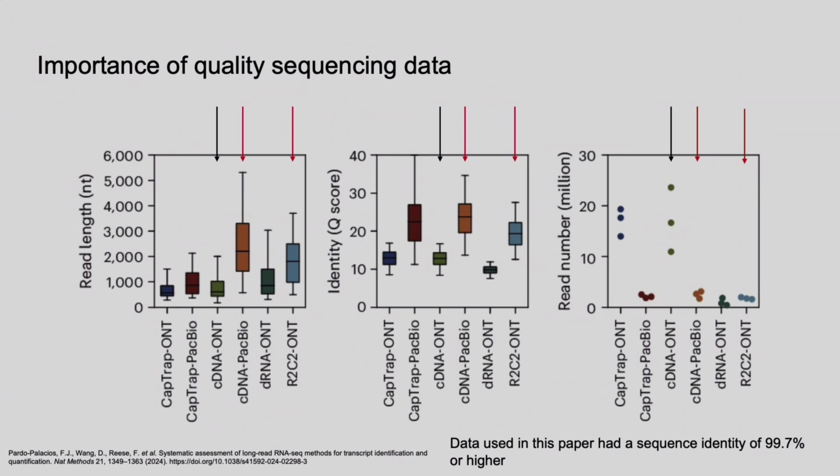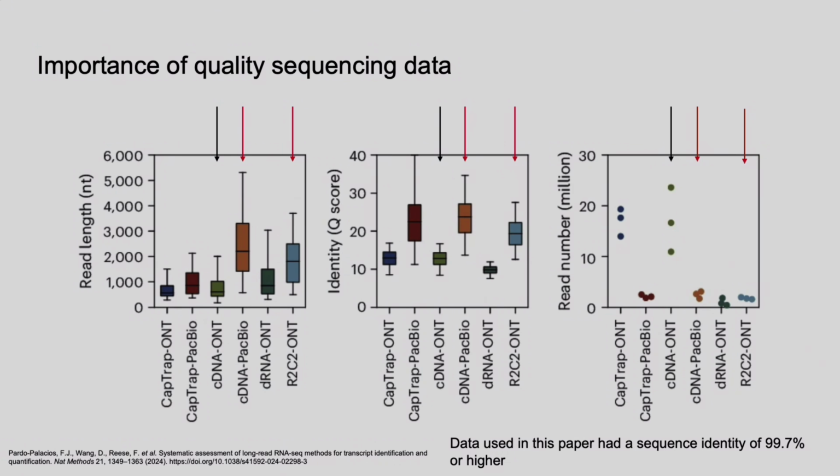I want to step back a little bit, though, from this grand promise and talk a little bit about quality sequencing data, because this is a type of analysis that has only recently really become possible due to advances in the sequencing technology. So I'm going to show some data from a consortium effort I was involved in called LRGASP, which was for long-read RNA sequencing methods.